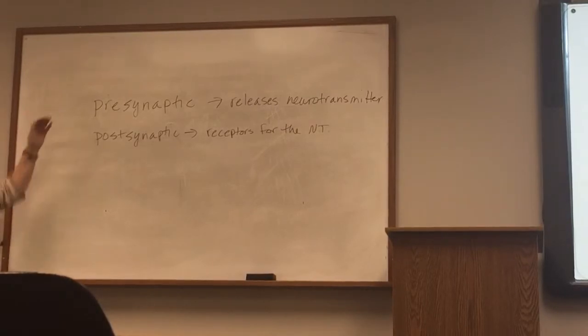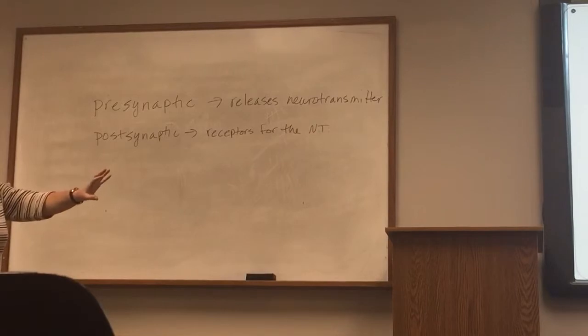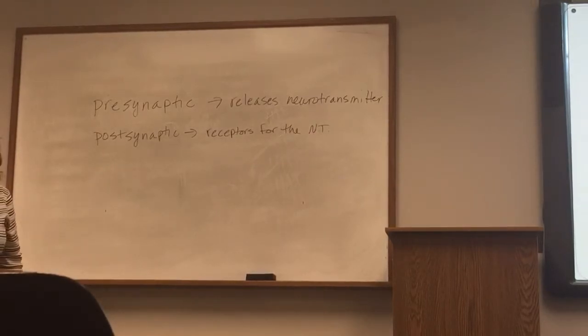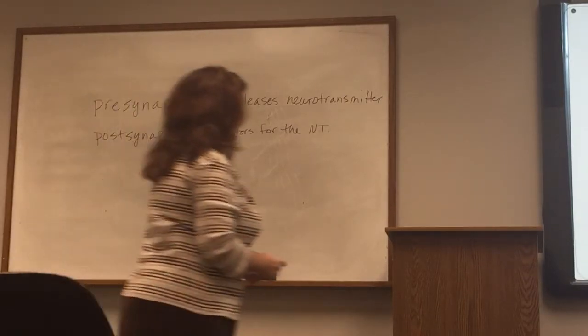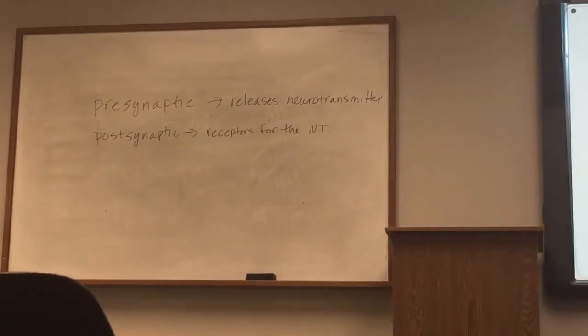So the presynaptic neuron releases a neurotransmitter. The postsynaptic neuron then has to have receptors for that neurotransmitter to respond. And that neurotransmitter binds to those receptors, and it tells that next cell to do something. Okay, that sets you up as to what's happening.